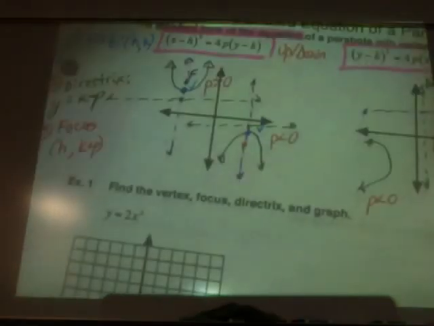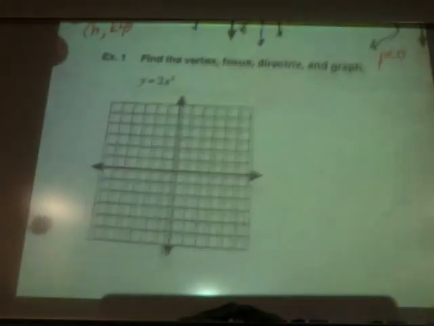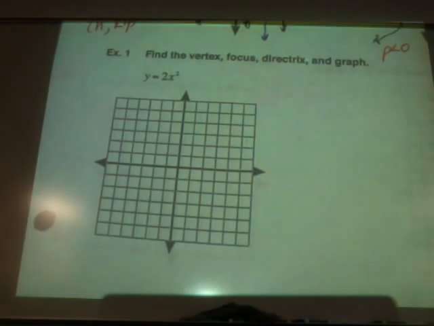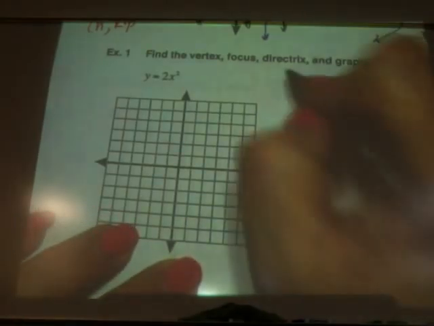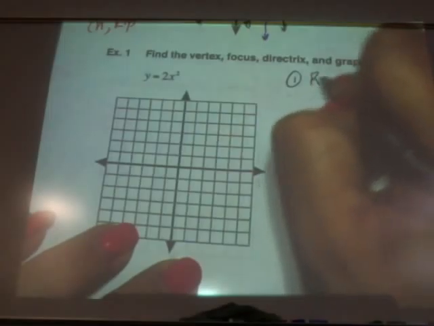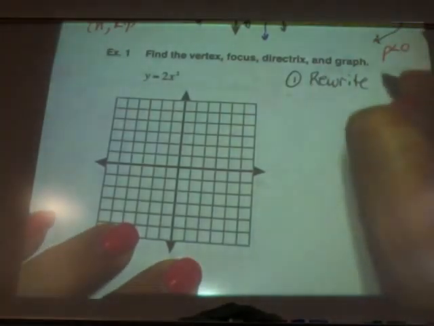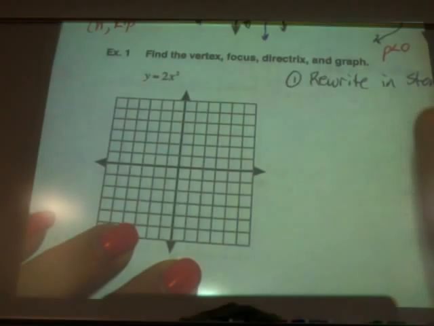So let's go look at number 1. What do you notice first? y equals 2x squared. Is it in standard form? No. So the very first thing you do is rewrite in standard form. From here on, it will be noted as SF, standard form.